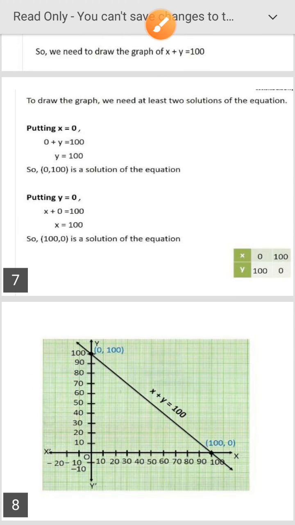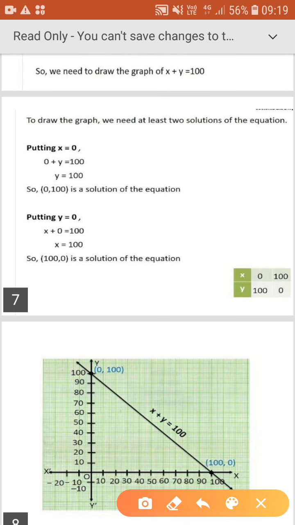As you can see, in the earlier graphs we were starting with 0, 1, 2, 3, but because here our values are very large, we can start with 10 itself. So 0, 10, 20, 30, 40, and similarly on the y-axis also 10, 20, 30, 40, and so on up to 100. So this is our first point, (0, 100), which lies on the y-axis, and this is our second point, which lies on the x-axis, that is (100, 0). And joining these two points, we get the graph of this linear equation in two variables.